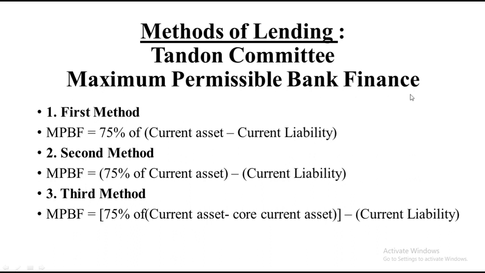Three methods are there. Number one, we have to get the value of 75% of CA minus CL, that is current asset minus current liability. Second method is 75% of CA minus current liability. And the third one is 75% of current asset minus core current asset, whatever value you get, minus current liability. So these are the three formulas that we need to note down under Tandon committee, whereby we will be asked to find the maximum permissible bank finance.